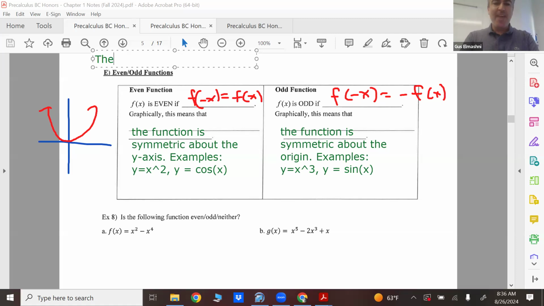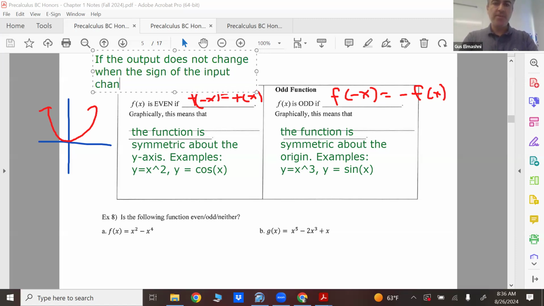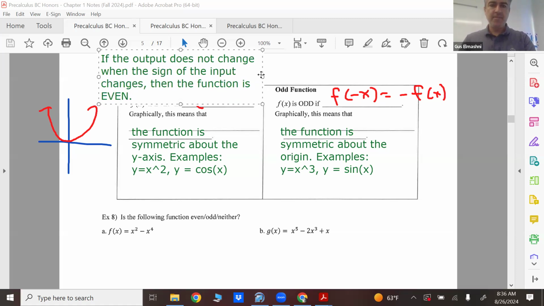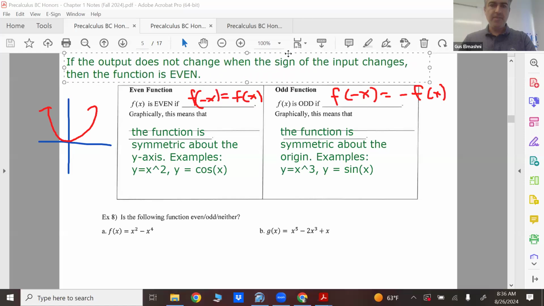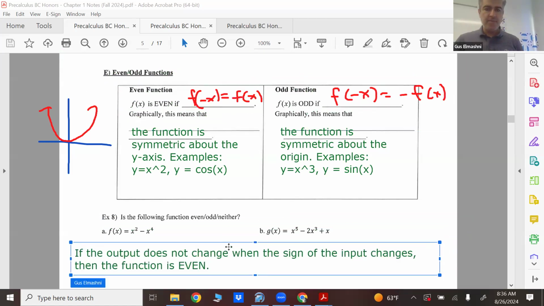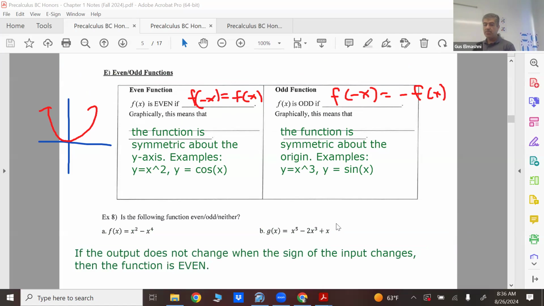But if the output does not change when the sign of the input changes, then the function is even. Okay, there's absolutely no change. Here we go. If the output does not change when the sign of the input changes, the function is considered even. That guarantees a symmetry about the y-axis. That's called an even function. That's what this means, right? See how these outputs are the same, even though the signs of the input change? Okay, so I think I beat that one to death.